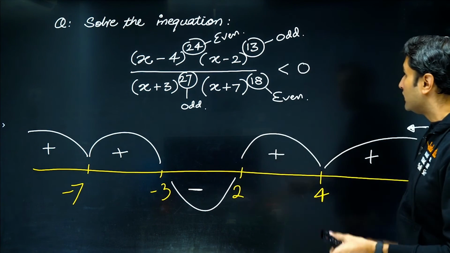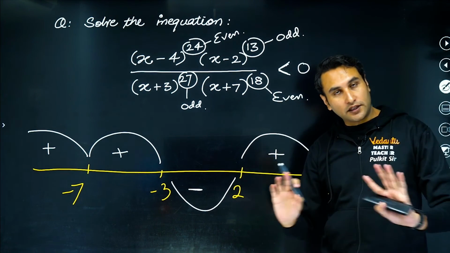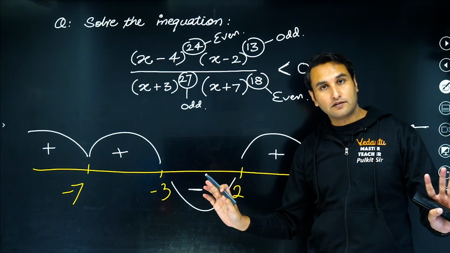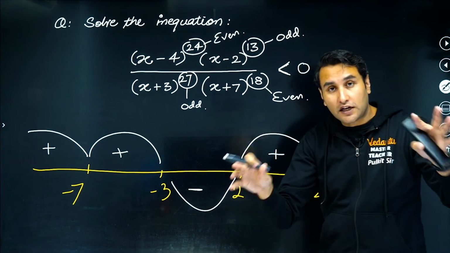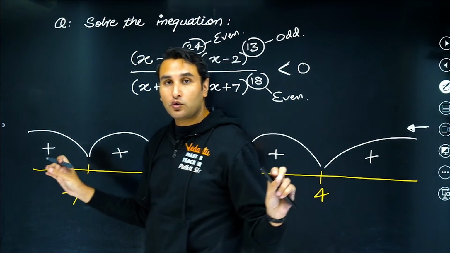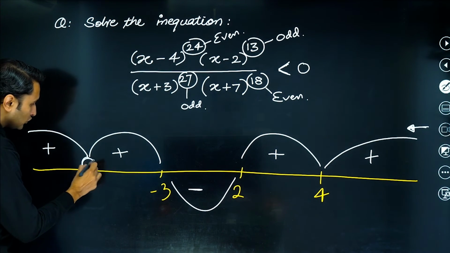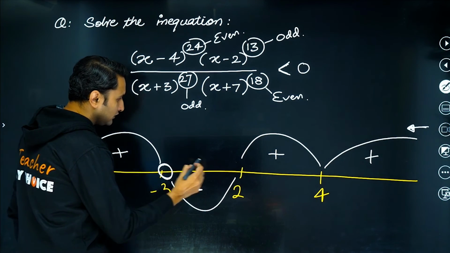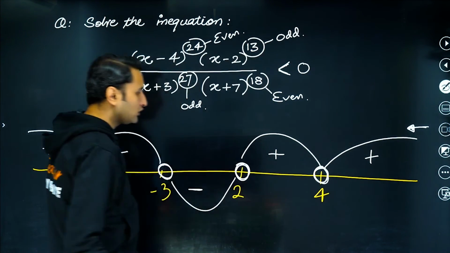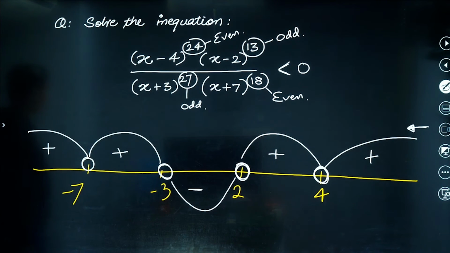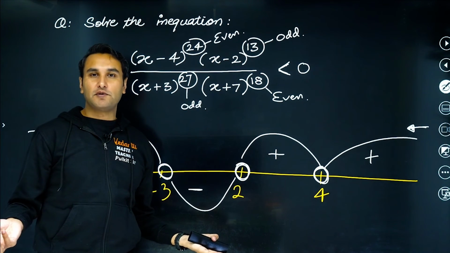Now, less than 0, no problem. Less than 0, nothing can be included. It is not less than equal to 0, it is less than 0. Don't apply your brain. At all the roots, simply make it open. You don't include anything, because numerators cannot be 0 and denominators can anyway not be 0.